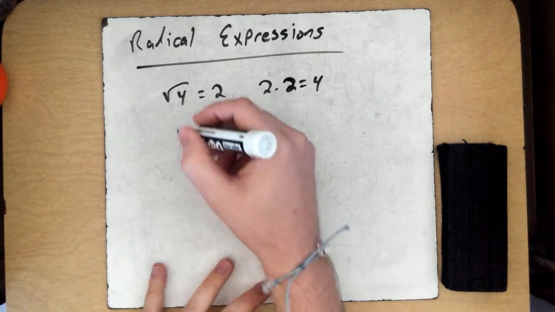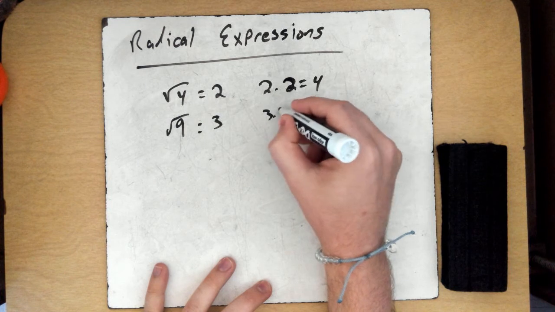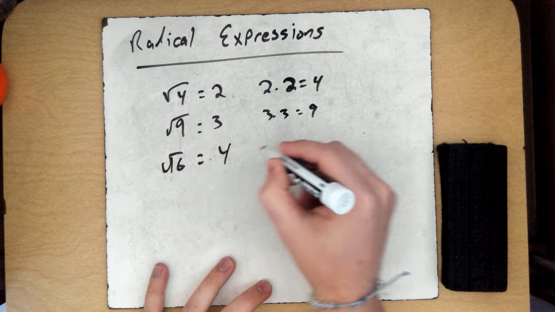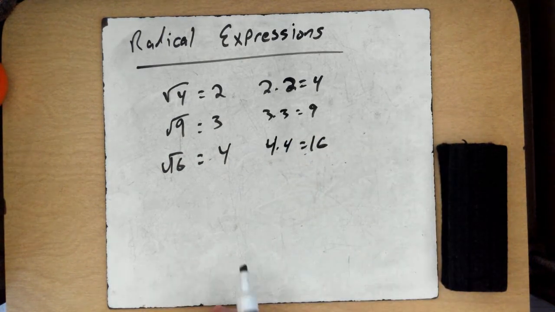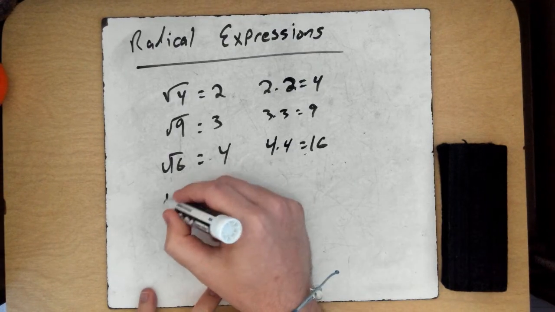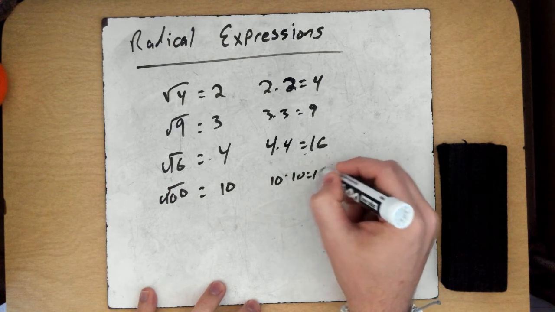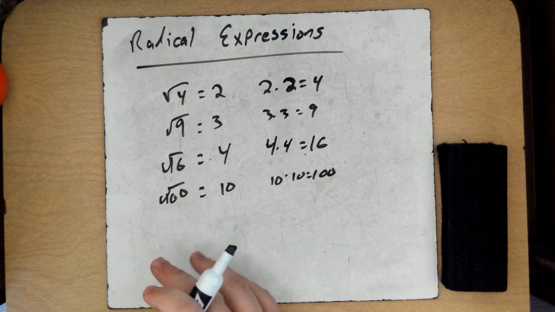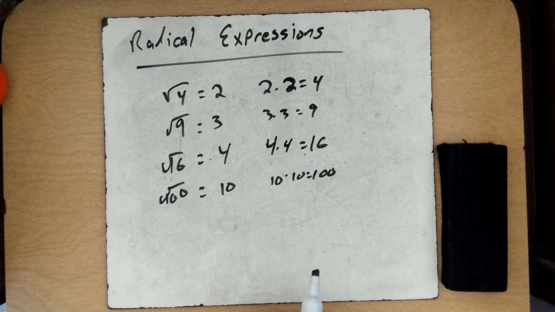Okay, so same thing. 9. The square root of 9 equals 3 because 3 times 3 equals 9. 16. The square root of 16 is 4 because 4 times 4 equals 16. So on and so on, right? 100. The square root of 100 is 10 because 10 times 10 equals 100, right? So that's the idea of what we're working with. It's going to be a lot of this, okay? So knowing your perfect squares will really come in handy when it comes to what we're doing here today.